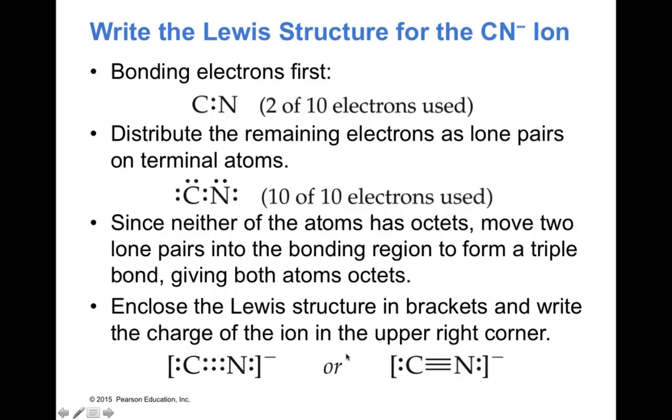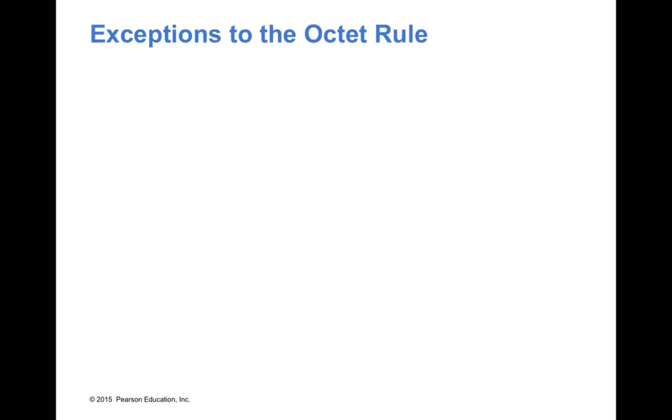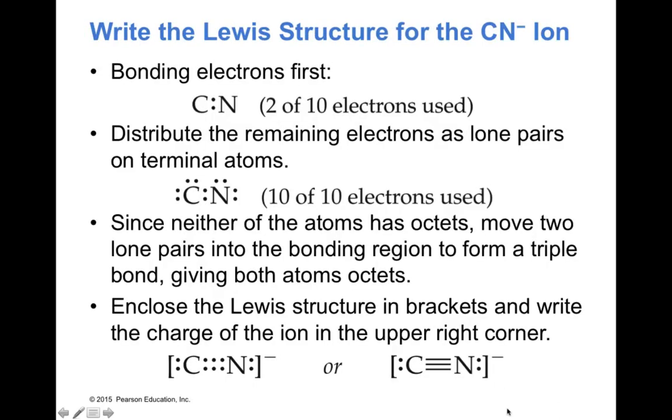So that means that in this structure, we're going to have a triple bond between the carbon and nitrogen with one lone pair in each of the atoms. So in that way, we are going to have 8 electrons in each, completing the octet rule. And we're going to have to draw that inner bracket, and the charge is going to be outside, that is -1.